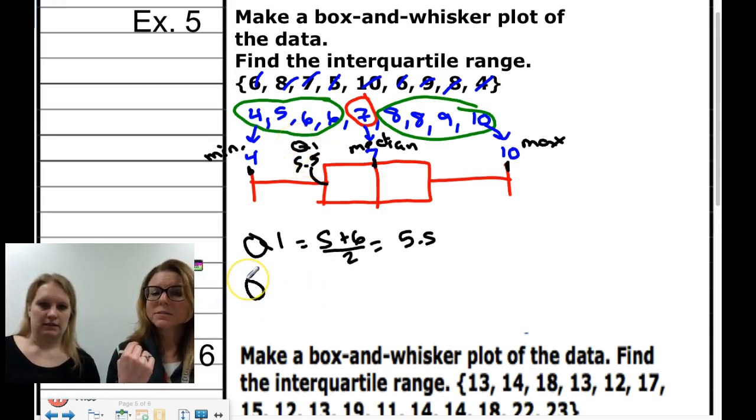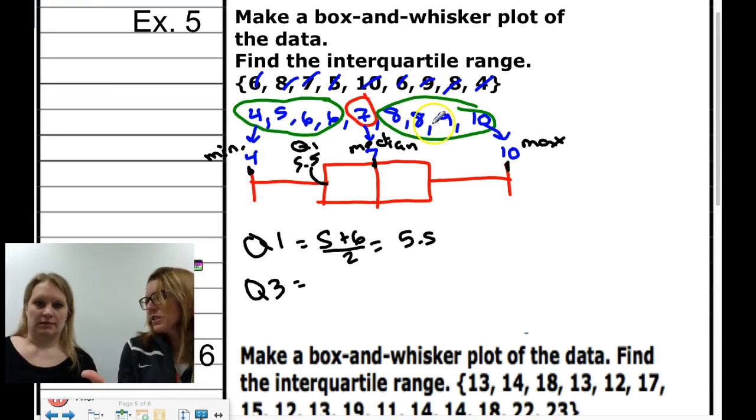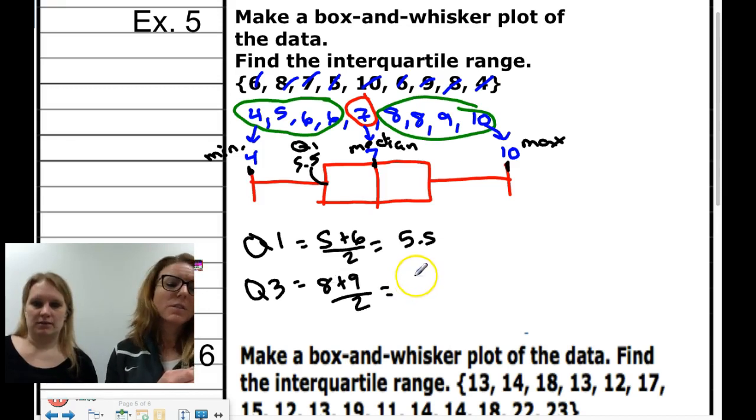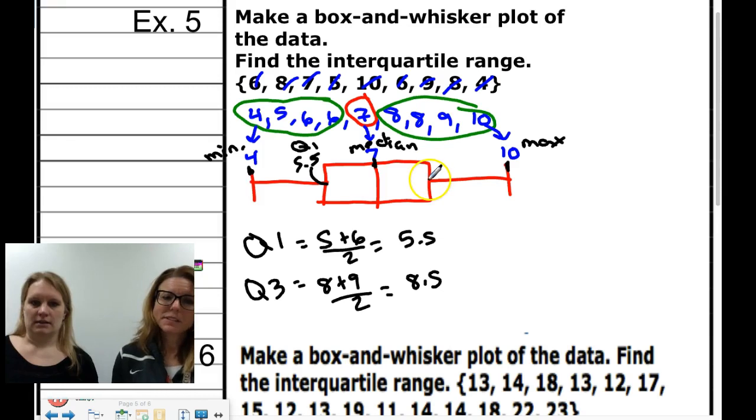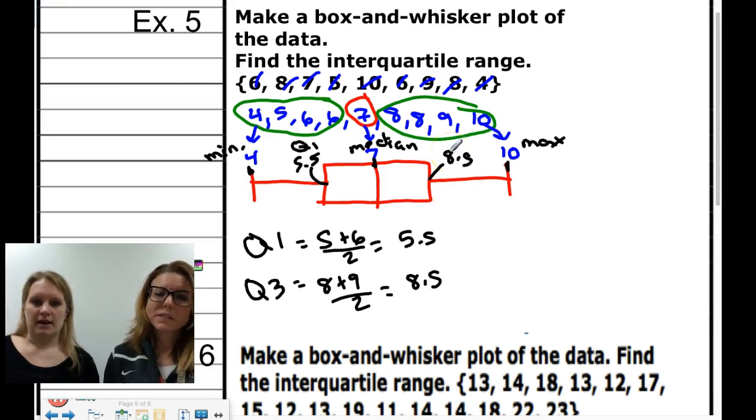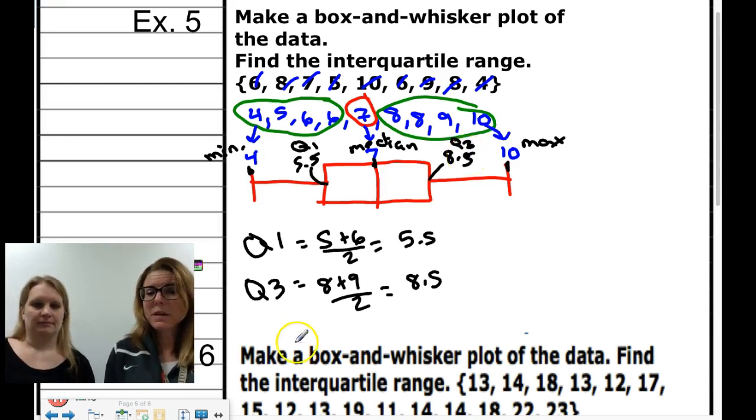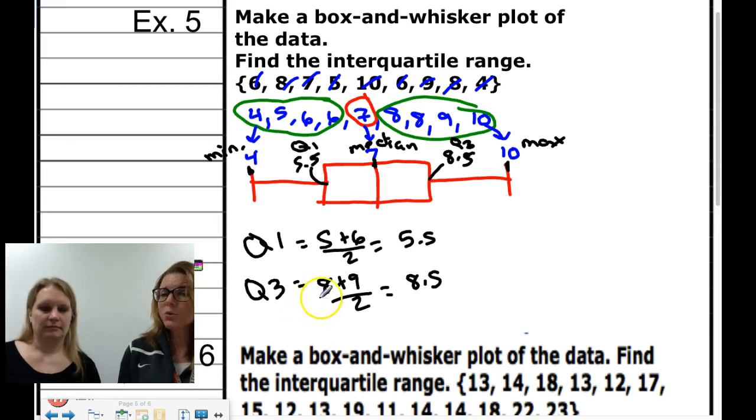Q3. Look at again, there's an even number, so you're going to have 2 middles, 8 and 9. So 8 plus 9 divided by 2. 17 divided by 2 is 8.5. So this is 8.5, and that's quartile Q3. We have found all 5: minimum, maximum, Q1, Q3, and median.